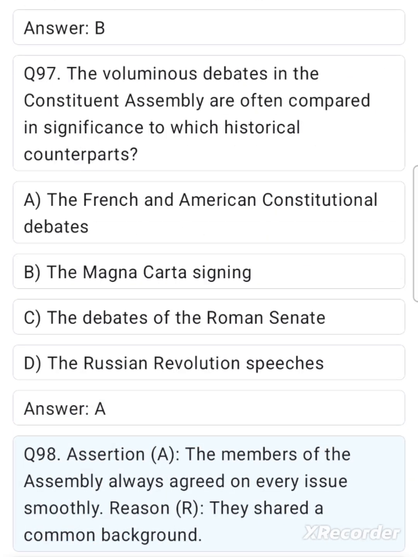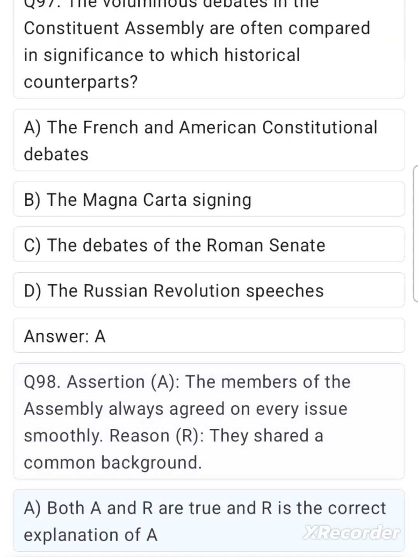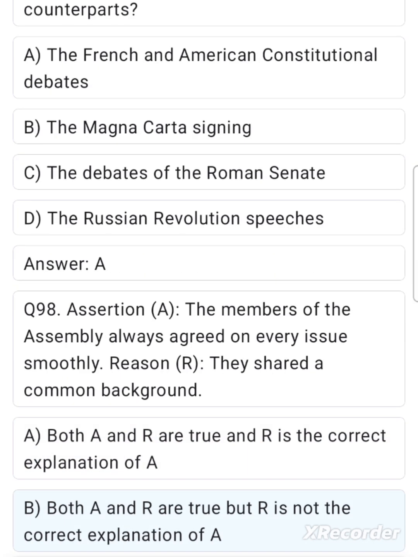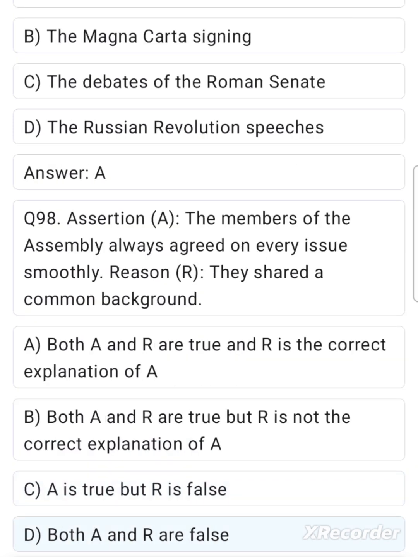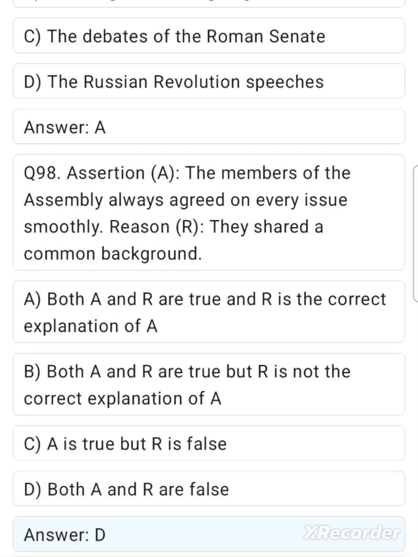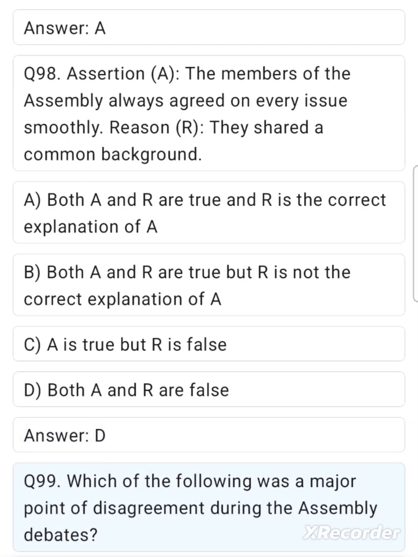Q98. Assertion A: The members of the Assembly always agreed on every issue smoothly. Reason R: They shared a common background. A. Both A and R are true and R is the correct explanation of A. B. Both A and R are true but R is not the correct explanation of A. C. A is true but R is false. D. Both A and R are false. Answer D.